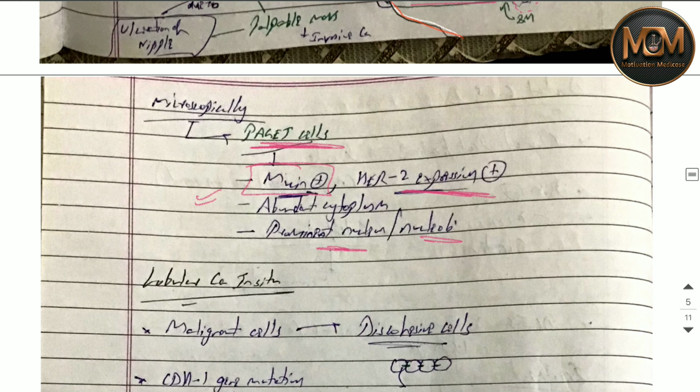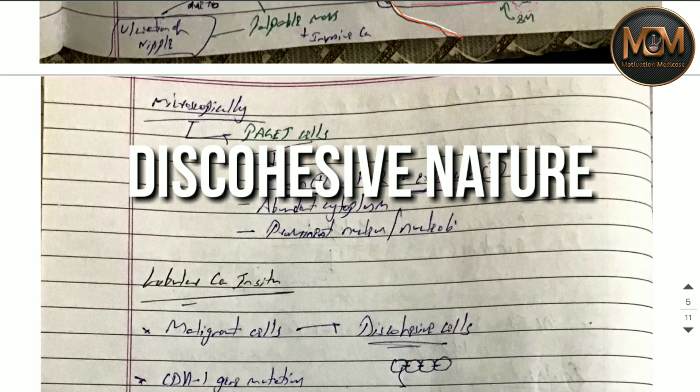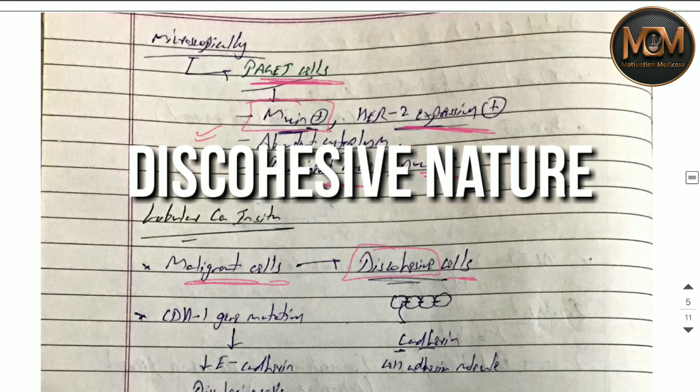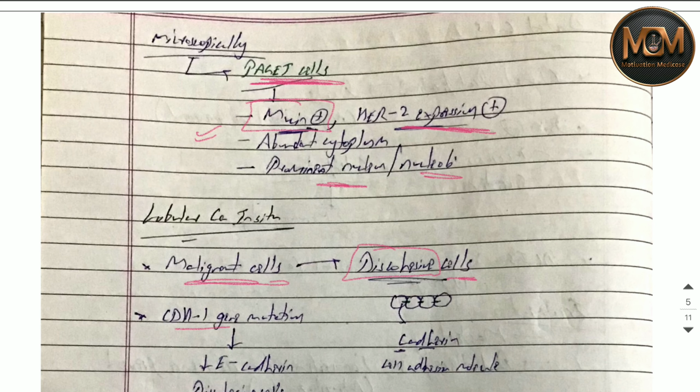The second type of carcinoma in situ is lobular carcinoma in situ. Basically, in this there's a malignant cell which leads to the discohesive nature of the cells. What happened in this? Basically, there's a gene mutation in the CDH1 gene, and that may lead to a decrease in cadherin. Now, what is cadherin? As the name indicates, it is a calcium adherin, an adhesion molecule, which helps in binding these cell structures together.